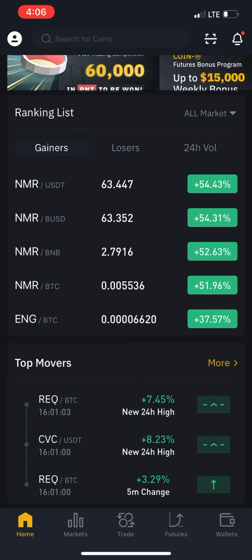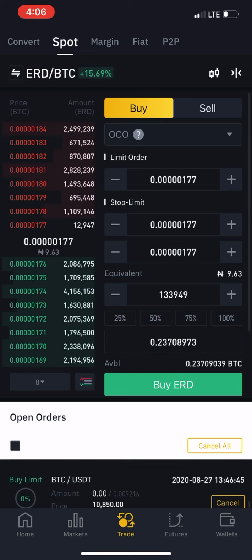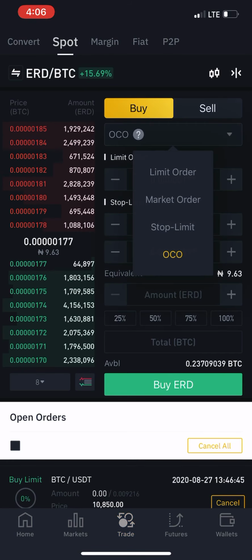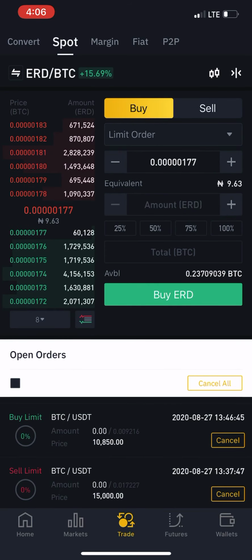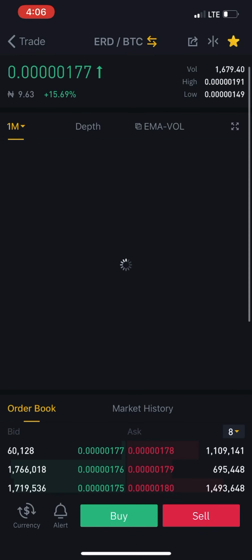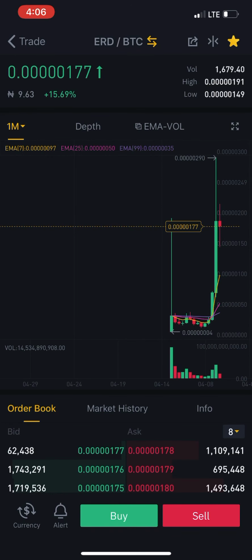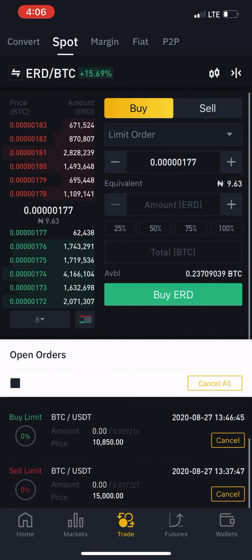So ERD/BTC. So I will click buy. Okay, no problem. But let me now explain everything that you need to know here. Whenever you click your first buy, you will see something like limit order.